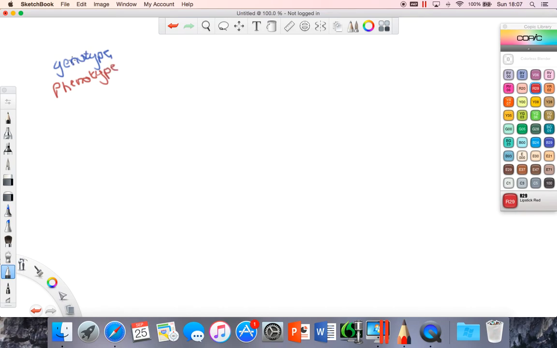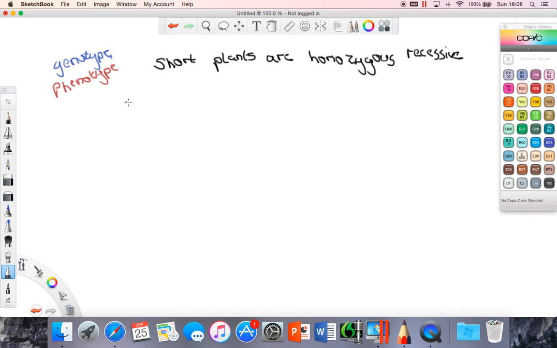Just to remind you, the genotype is the genetic makeup of an organism, whereas the phenotype is the visible characteristics that we can see. So I want you to imagine that we've got two heterozygous plants, and they're heterozygous for the tall and short gene. We're going to say that the short plants are homozygous recessive. Therefore, any plants with the dominant tall plant gene are tall.